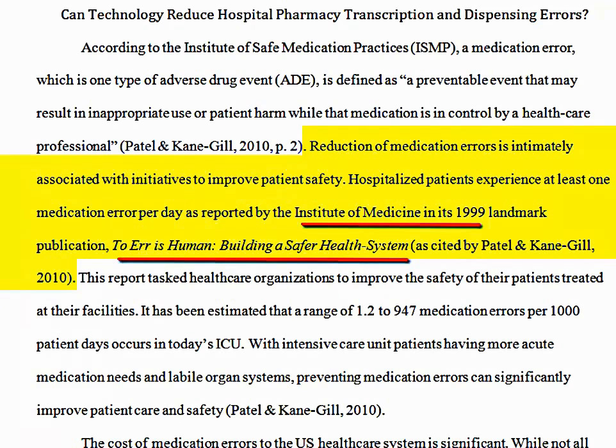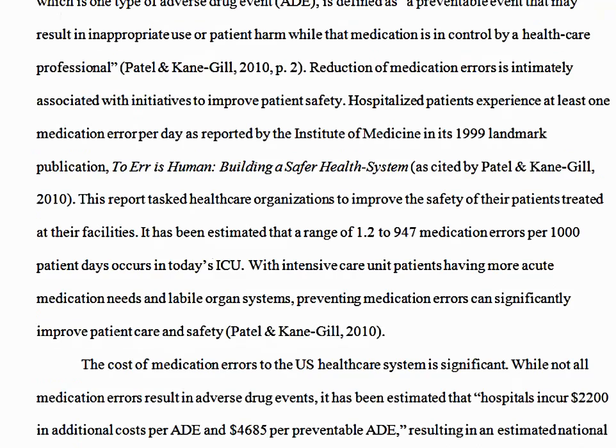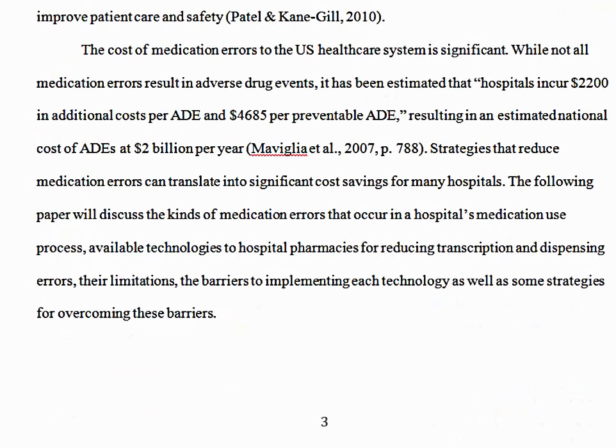Therefore, the source, Institute of Medicine, and that publication, To Err is Human, does not appear on the references page. Only Patel and Kane Gill appears on the references page. And that's how you handle secondary sources, also called source within a source. Continuing to read, we look at the next paragraph, and we see a statement of position. Chris says, the cost of medication errors to the U.S. healthcare system is significant, and that is his position.